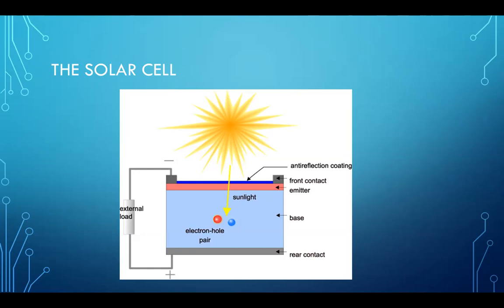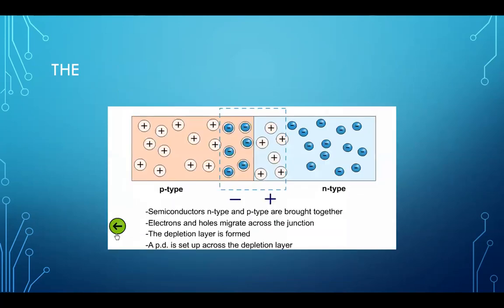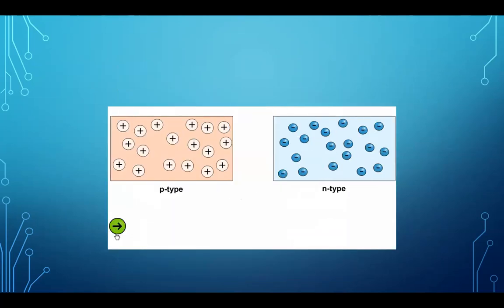The first thing that we can think about is applying a voltage, but applying a voltage means that we are giving this cell extra energy or extra power, but we need to get power out of this solar cell. So another idea that we can use is the PN junction.